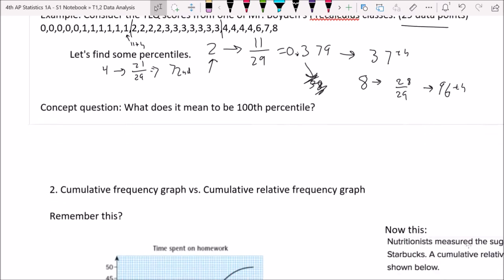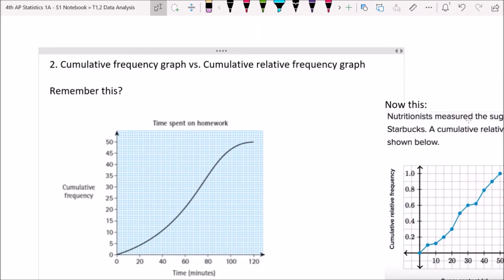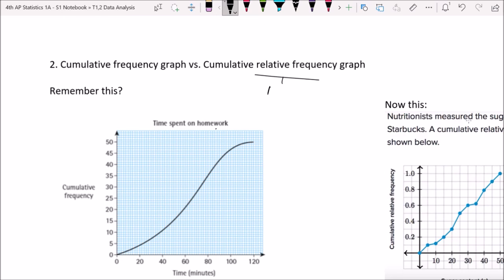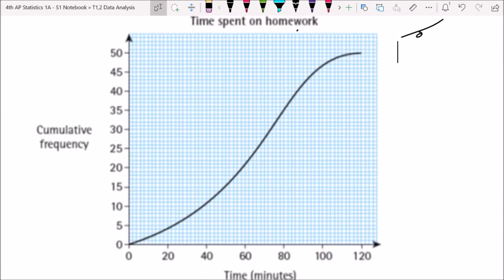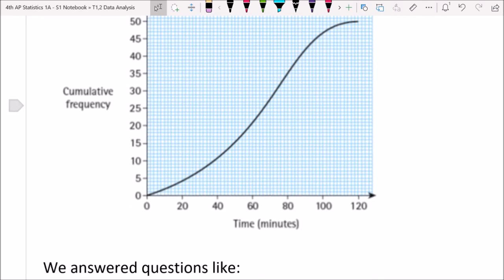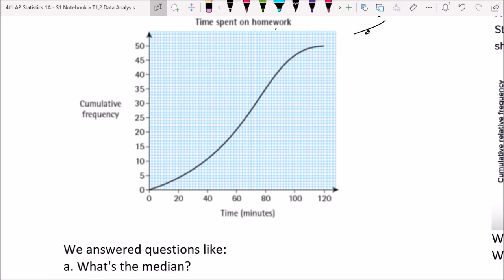So let's keep going. Let's talk about cumulative frequency graphs and also cumulative relative frequency graphs. I want to remind you that relative frequency is basically the same idea as a proportion or a percentage. And we saw previously that all of our relative frequencies have to add up to 1 or 100%. So let's take a look at this graph. This is a graph that was created based on some data set. Down at the bottom, we have time. On the left, we have the cumulative frequency, and we're talking about the amount of time spent on homework in this graph.